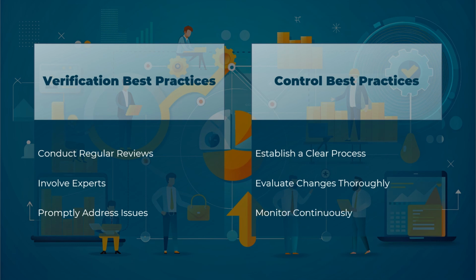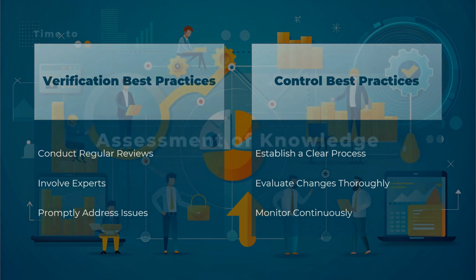In conclusion, adopting best practices for verifying and controlling project scope is essential for project success. By conducting regular reviews, involving experts, promptly addressing issues, establishing a clear change control process, thoroughly evaluating changes, and continuously monitoring progress, project managers can ensure effective scope management. These practices help maintain alignment with project goals, prevent scope creep, and ensure high-quality deliverables.